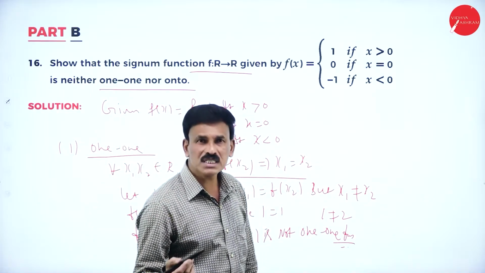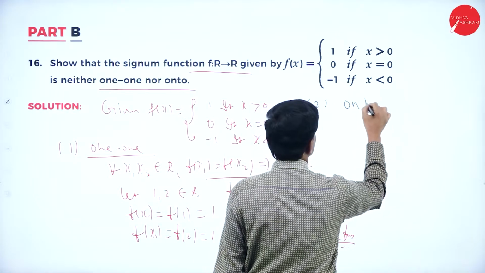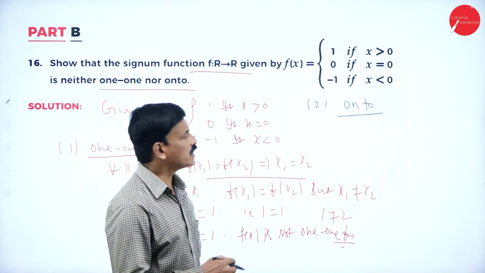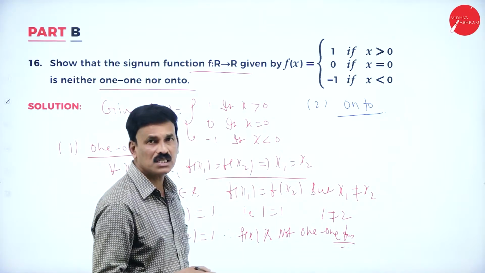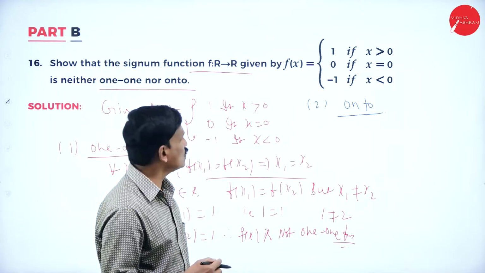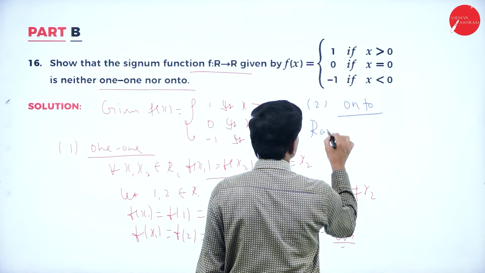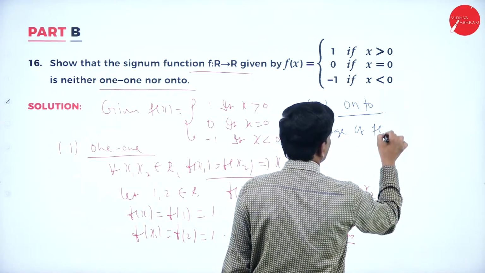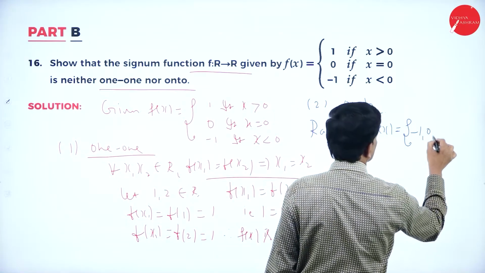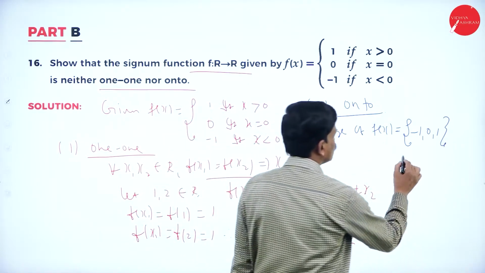Right. Now let us come to the second part, which is to verify onto function. Now write down the range. Given function f of x is equal to 1 if x is greater than 0, 0 if x is equal to 0, minus 1 if x is less than 0. Just write down the range of this function. The range of the function f of x is equal to minus 1, 0, 1. This is the range, and this is not equal to R.